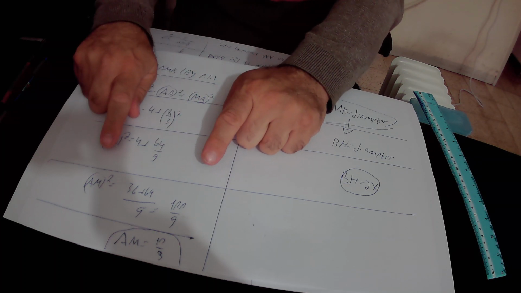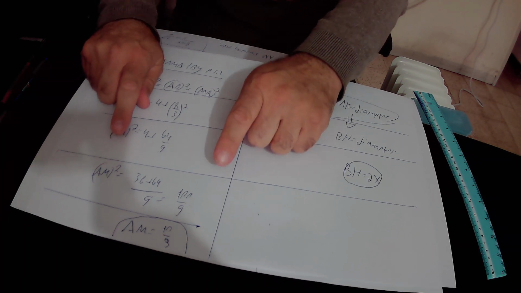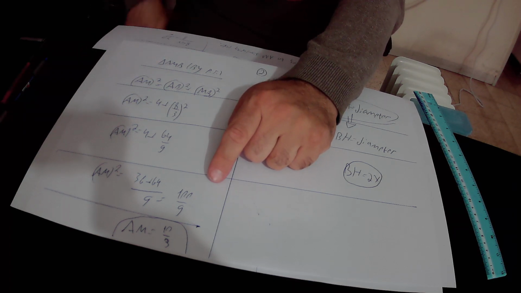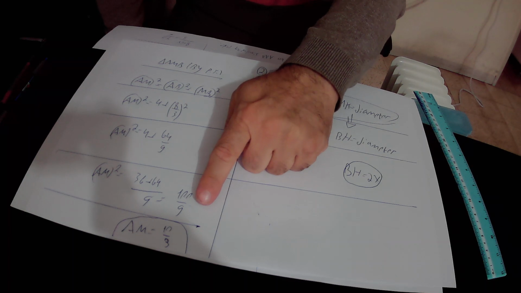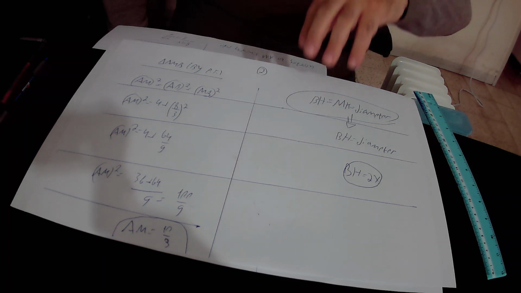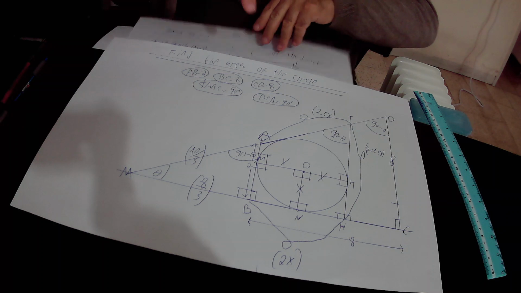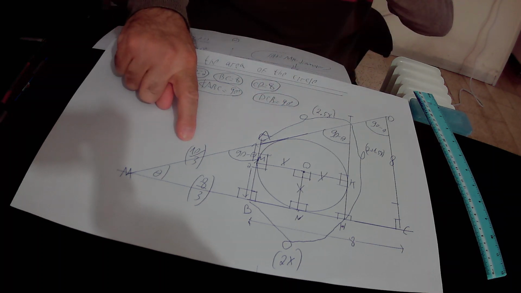We took out all of this equation and finally found that AM equals the square root of 100 over 9. The square root of 100 is 10 and the square root of 9 is 3. So in total AM equals 10 over 3. The total AM equals 10 over 3 units in length.